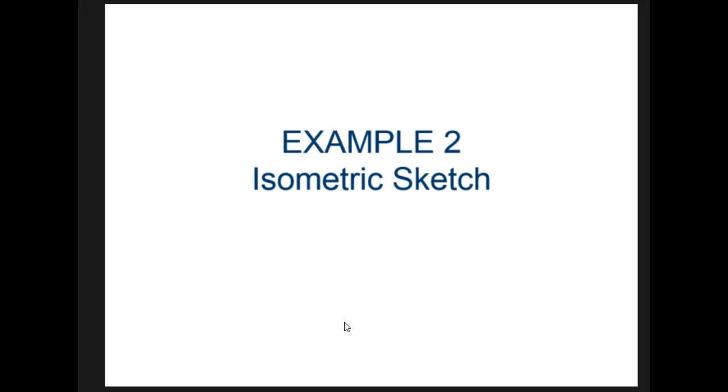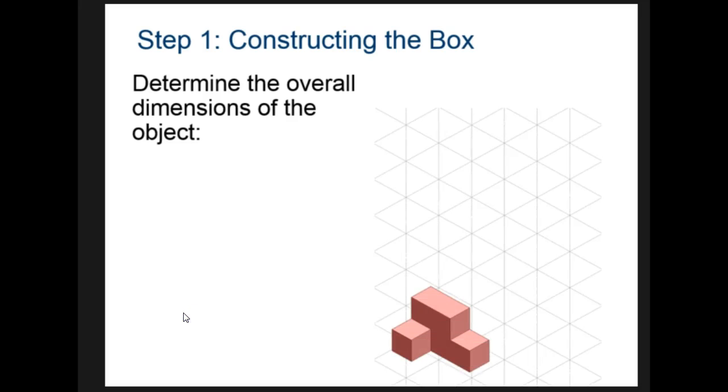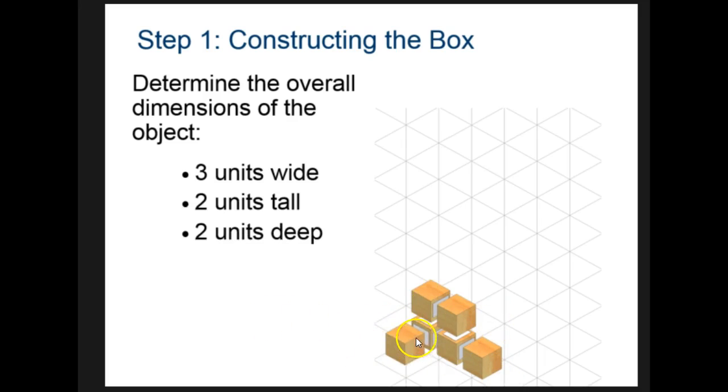Alright, now we're going to do the other example you have. It's going to look like this. This is what it looks like when it's put together, and they've just broken it apart so that we can get a better idea of what it actually is if we had the pieces separated. So this is showing us that it's 3 units long, 2 units tall, and 2 units deep.